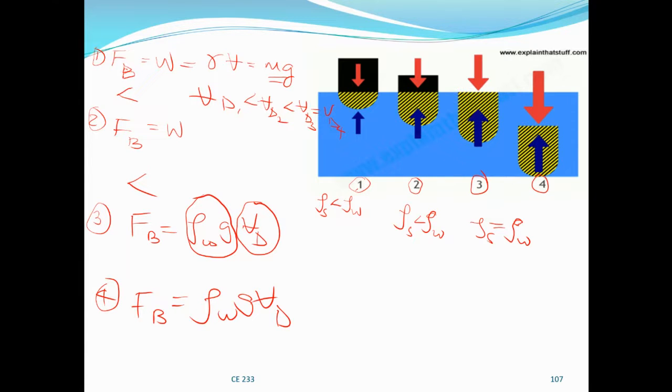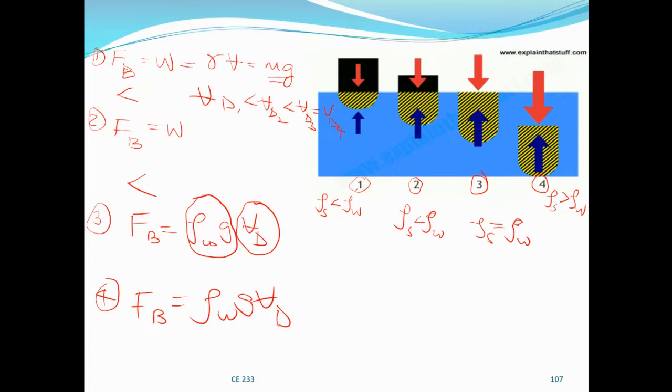Now, in the fourth case, when the ship is further loaded, the density will increase beyond the density of water and it will sink to the bottom. In the fourth case, you have the density of the ship greater than the density of water, and that is why the ship sinks. It goes to the bottom of the ocean, the bottom of the sea.